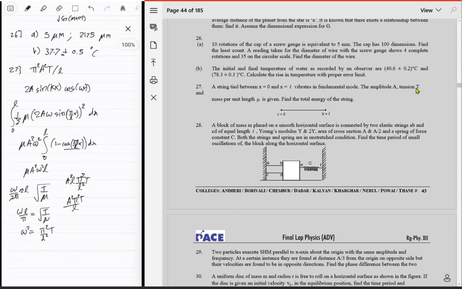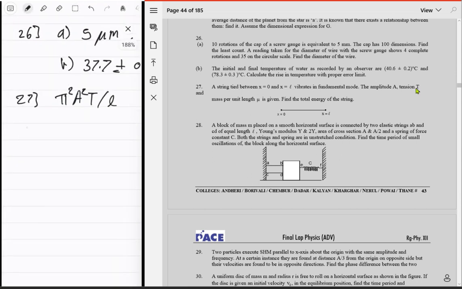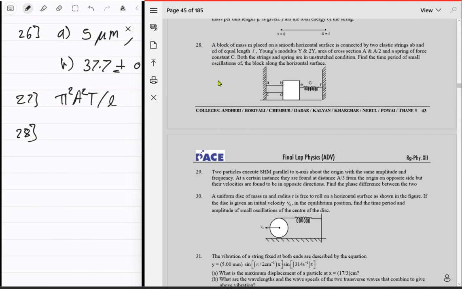Next, question 28. I should remember this, in fact it might come in handy later. A block of mass m is placed on a smooth horizontal surface, connected by two elastic strings AB and CD of equal length L, Young's modulus Y and 2Y, area of cross section A and A upon 2, and a spring of force constant C. Find the time period of small oscillation of the block along the horizontal line.